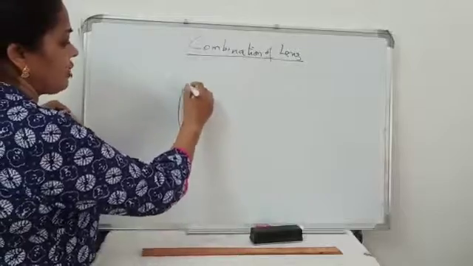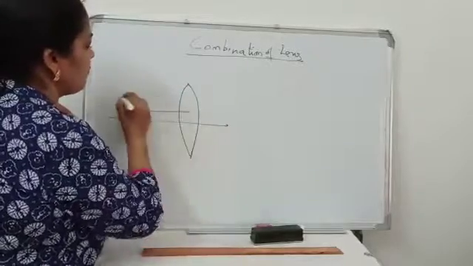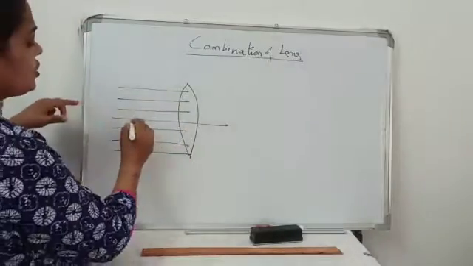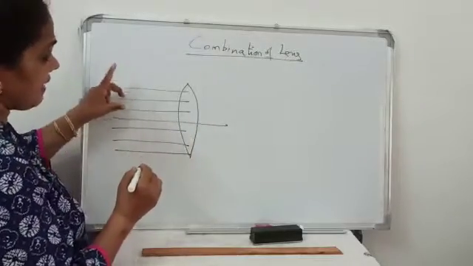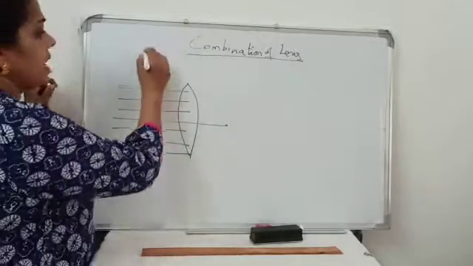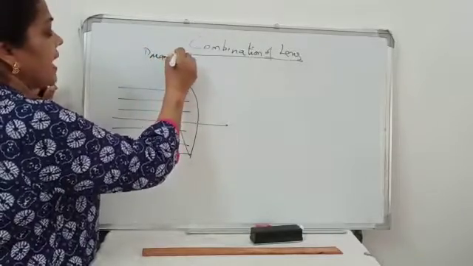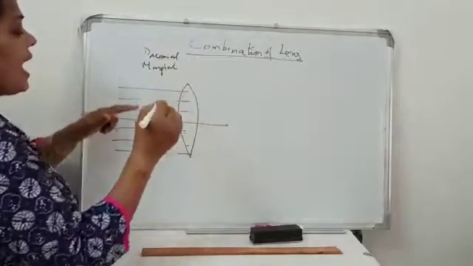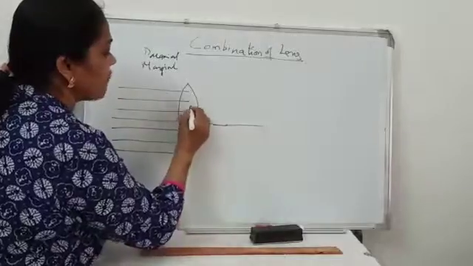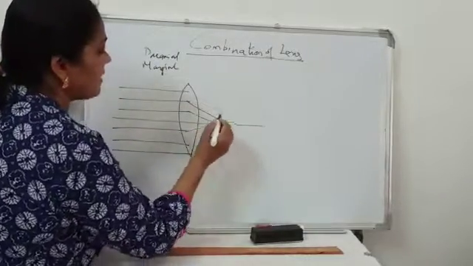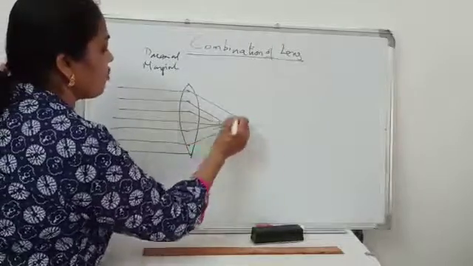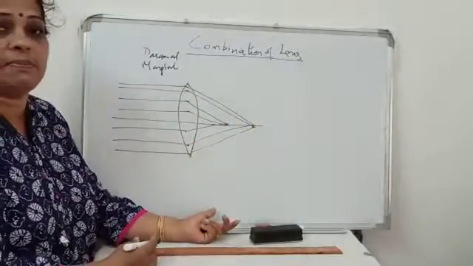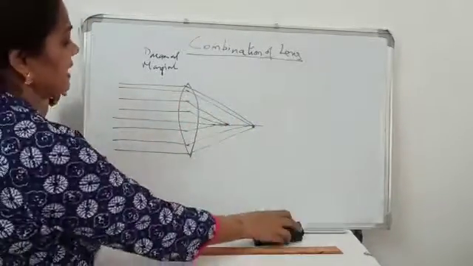For example, if you have a concave lens, you have a number of rays that are incident on this lens. This is the principal axis. The rays which are close to the axis are called paraxial rays. And the rays which are away from the principal axis are called marginal rays. These paraxial rays focus at one particular point, and these marginal rays get focused at some other point. So finally the image will be blurred. This is what is called spherical aberration.